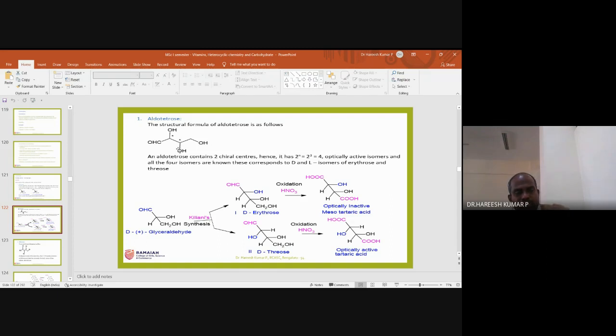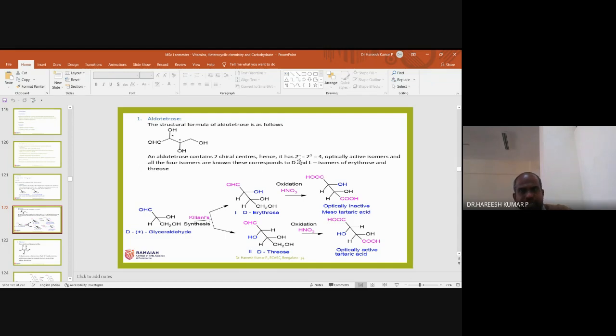So that means aldotriose contains only one optically active compound. Aldotetrose contains 2 optically active compounds. This will be the general structure of aldotetroses. And you can observe that there are 2 chiral carbon atoms. And you know that by using a formula, we can calculate the number of isomers present in it. So what is the formula?